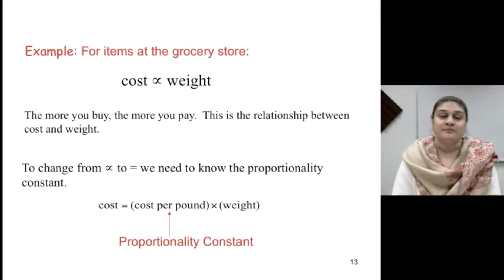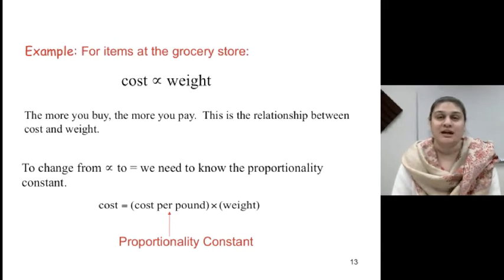As an example, cost is proportional to weight at a grocery store. So you buy 1 apple, you pay less. If you buy 10 apples, you will pay more. This is a directly proportional relationship. Cost is directly proportional to the number of items that you buy or the weight of the items that you buy.